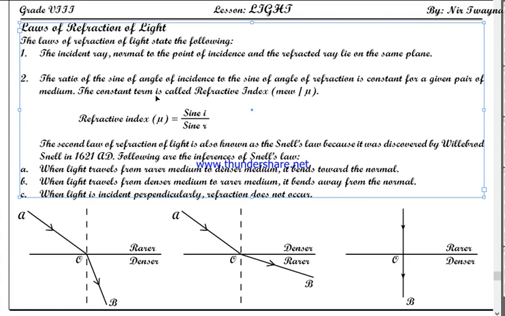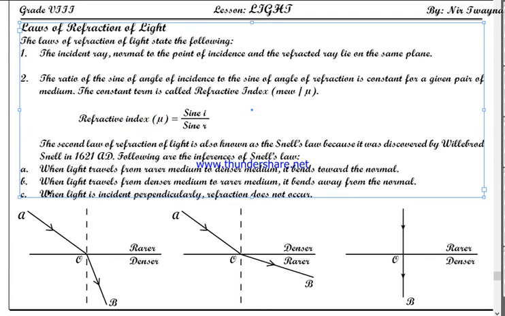Just remember this formula or structure. You can state this on your own. The ratio of the sine of the angle of incidence to the sine of the angle of refraction is constant. That constant is known as the refractive index and it is indicated by mu.